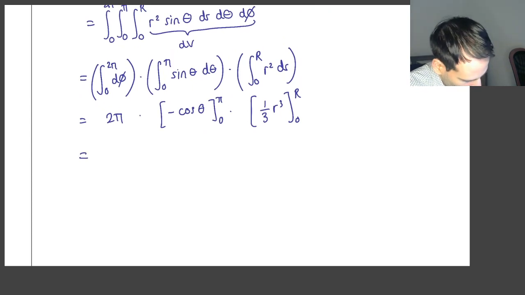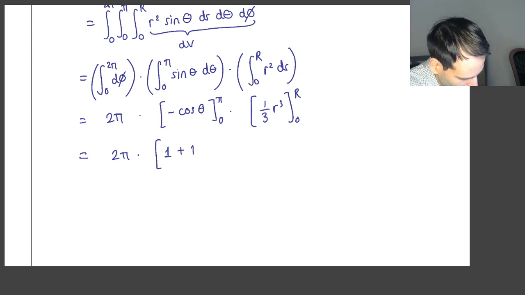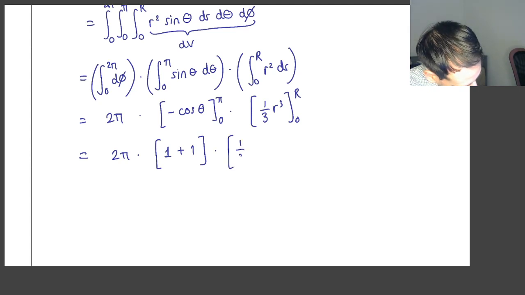So this is equal to 2 pi times, what is the cosine of pi? It's -1. So minus the cosine of pi is 1. Minus the minus cosine of 0. So the cosine of 0 is 1, so minus 1. So this is 1 plus 1. And here we have 1/3 of capital R cubed.